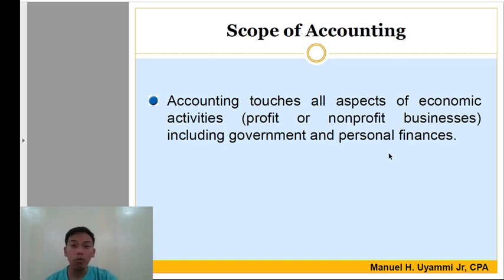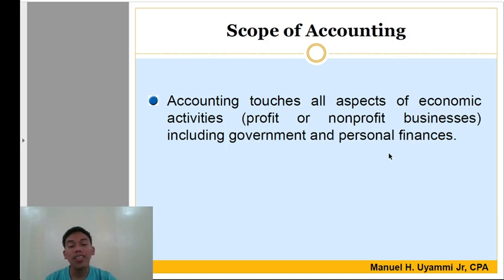For example, our school, Ifugao State University, is it a profit business? It is not a business. It is a government institution, an educational institution, owned by the government, and we do not earn from you students, unless you are in a private school that earns. Still, we have an accounting office. Even churches have accounting. Our local government units, LGUs, also prepare accounting reports.